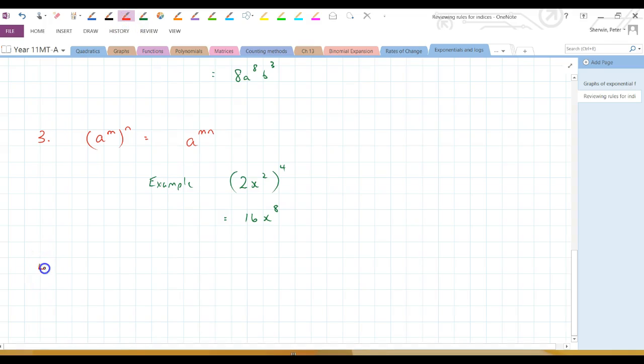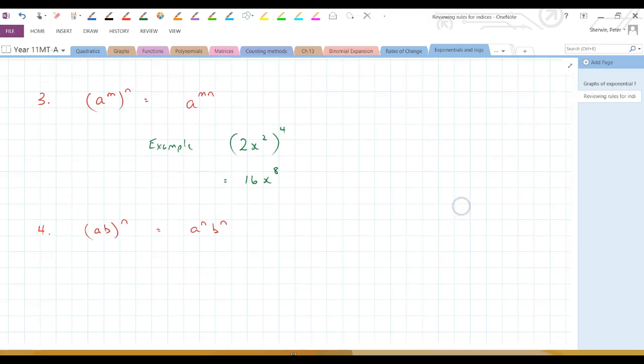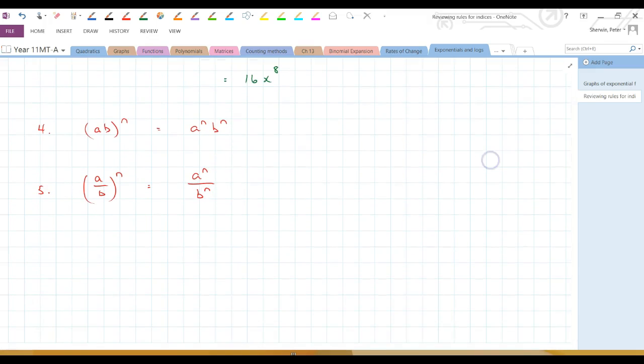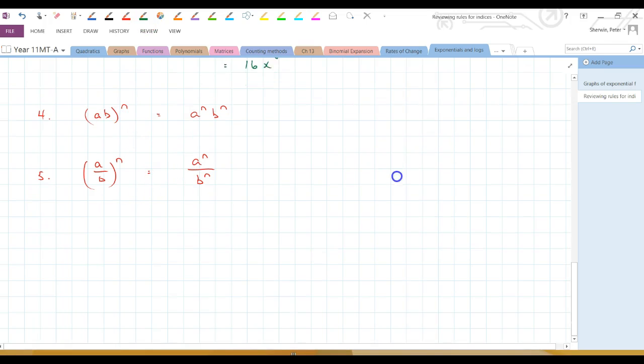Now the fourth, and I think the second last, we're going to go to 5, is this product index rule, where you've got a product in here to a power. Now we can split that out to a to the n, b to the n. Okay, that looks like that. And while we're at it, let's have a look at a over b. Now when we've got a fraction raised to a power, it's often really useful to split that out as well. So that's a to the n over b to the n, really important, those ones. We'll look at a couple of examples now that use those rules.